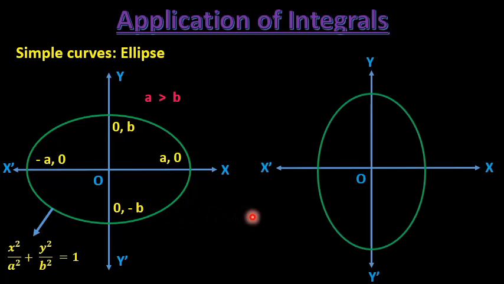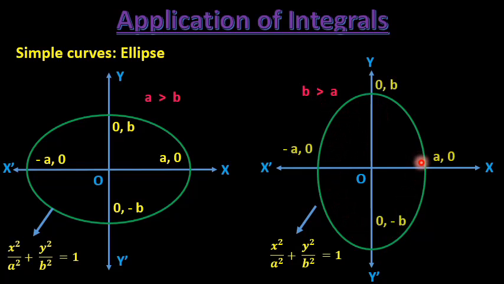So if you have an ellipse having major axis along y-axis and minor axis along x-axis, then the equation of the ellipse can be written in the same way: x square by a square plus y square by b square equals to 1. But here the difference is b will be greater than a. So b is the semi-major axis here and a is the semi-minor axis. And these 4 intersecting points are given by a comma 0, 0 comma b, minus a comma 0 and 0 comma minus b.